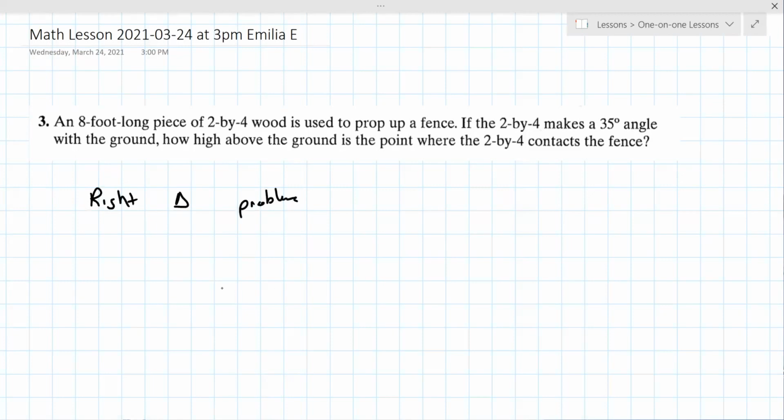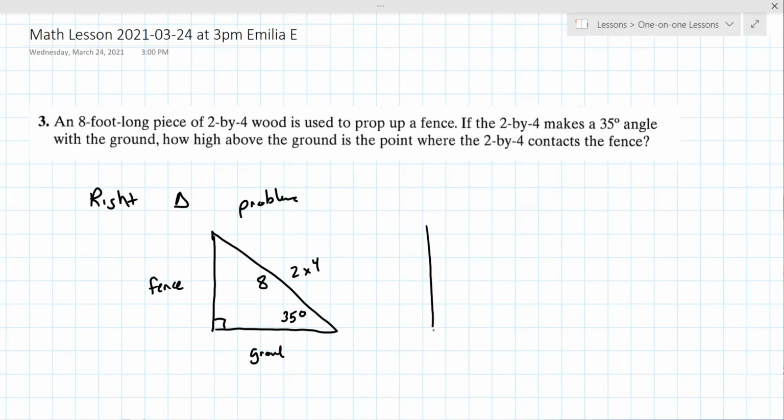You should draw a right triangle. Depending on what you visualize, this piece of wood is leaning up against a fence. So the fence is over here, this is the ground, and this is the 2x4. What is the length of the 2x4? 8 feet. Yeah, and actually the 2x4 has nothing to do with this, although those seem to multiply there. It makes a 35-degree angle at the ground. That's this one right here.